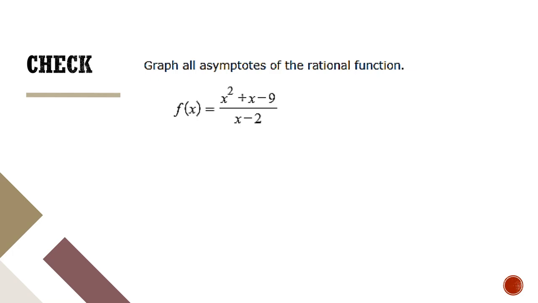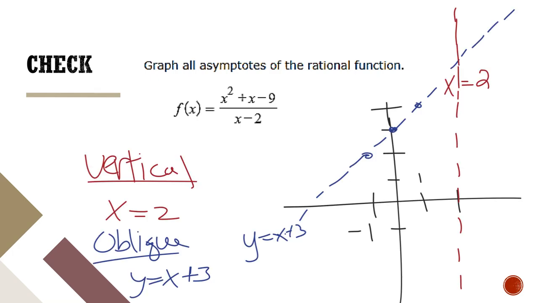Pause it, I will have answers shortly. So if you tried it, it should look like this. You should get x equals 2 as that vertical, and the oblique is y equals x plus 3 once you do long division. Again, we don't care about the remainder as we talk about infinity or negative infinity. So we'd plot the 3, our y-intercept, and up 1 over 1, up 1 over 1, and this would be our oblique asymptote.